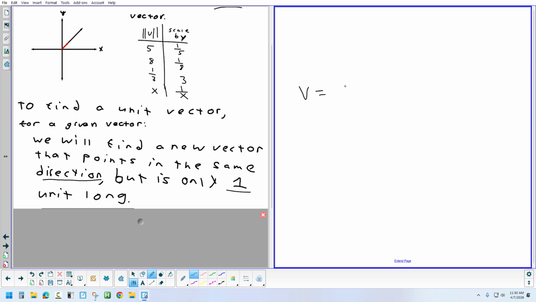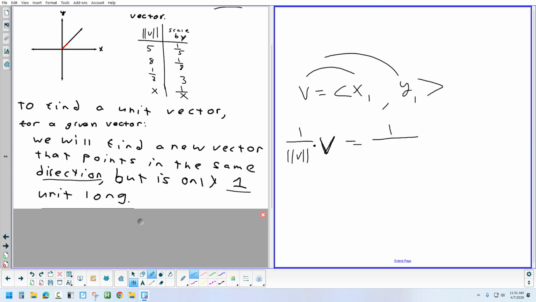So let's say we had the vector v, x1, y1. I don't know if that's a unit vector or not. Okay? All I know is I have a vector v. And what I'm going to do is scale it by the reciprocal of its magnitude. So I'm going to take vector v, and I'm going to scale it by the reciprocal of its magnitude. So think of that as being distributed to each term.